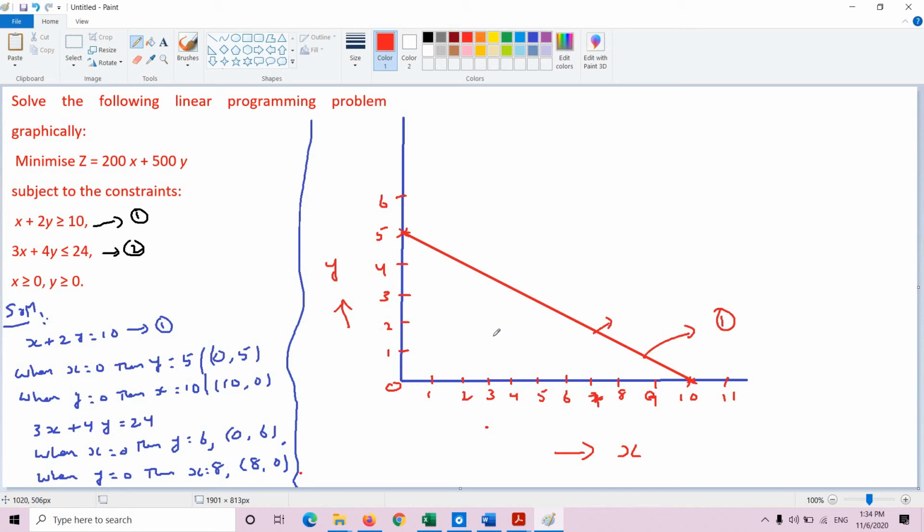Now, from the second equation, the first coordinate point is 0, 6. Let me take another color. This is the 0, 6, and the other one is 8, 0. You have to take 8, 0. I have taken 0, 6 and 8, 0. Let us join these 2 points also like this.